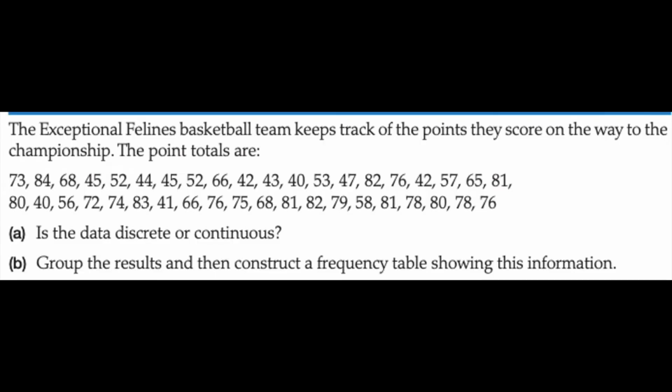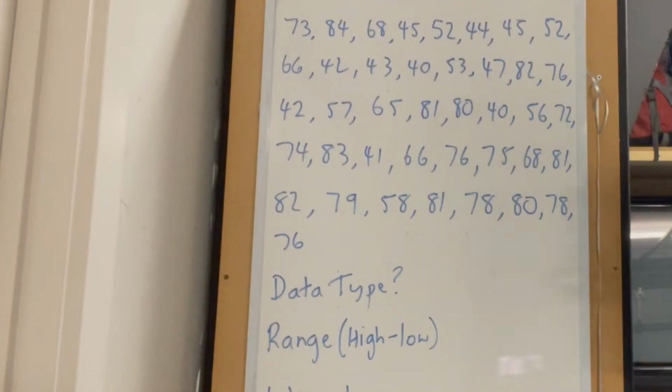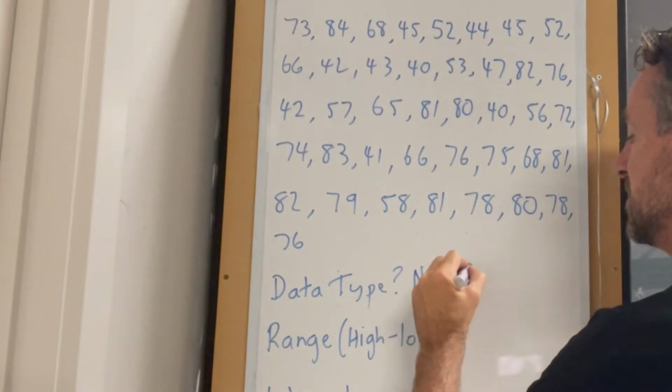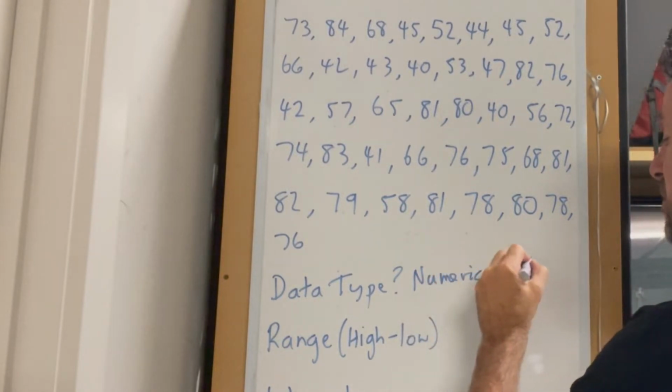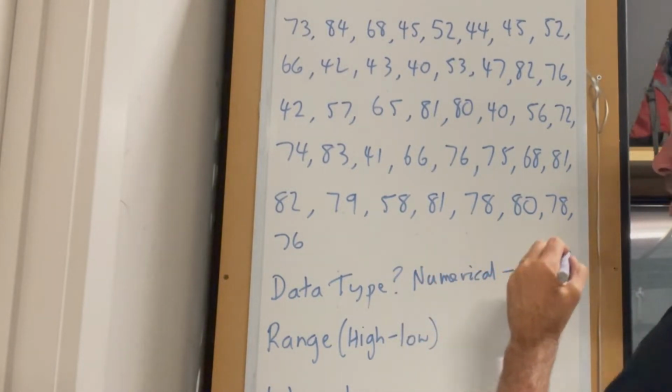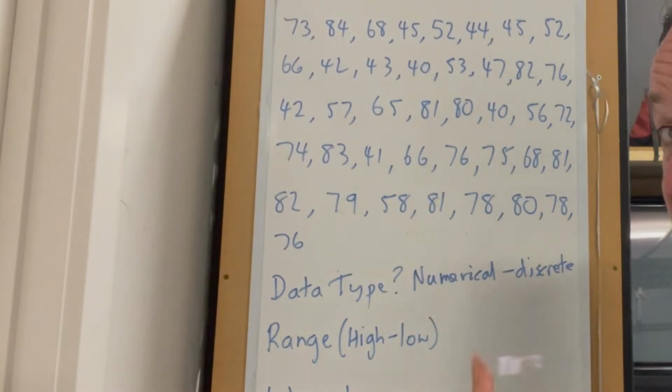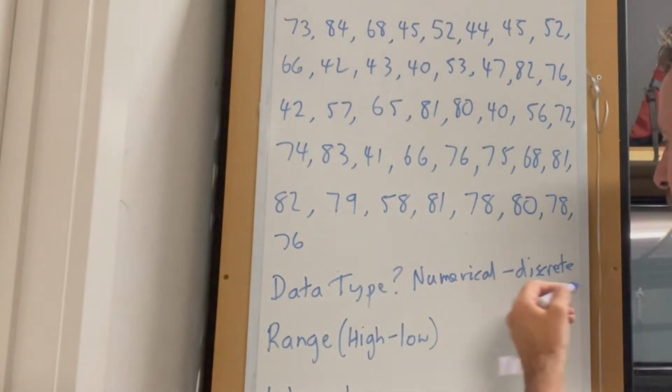Okay, let's look at a new data set. This one is from the basketball team and the scores they had for their season. So firstly, what type of data is this? Clearly this is numerical data, and it is discrete because in a basketball game, you can only have a whole number as a point score. You can't have 68.5 points. So we know that it's numerical and discrete.